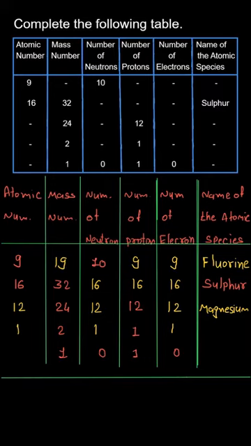So since your atomic number is 1, it might be hydrogen, but since there is one neutron present in it, it is an isotope of hydrogen, which is deuterium. So the atomic species will be deuterium.